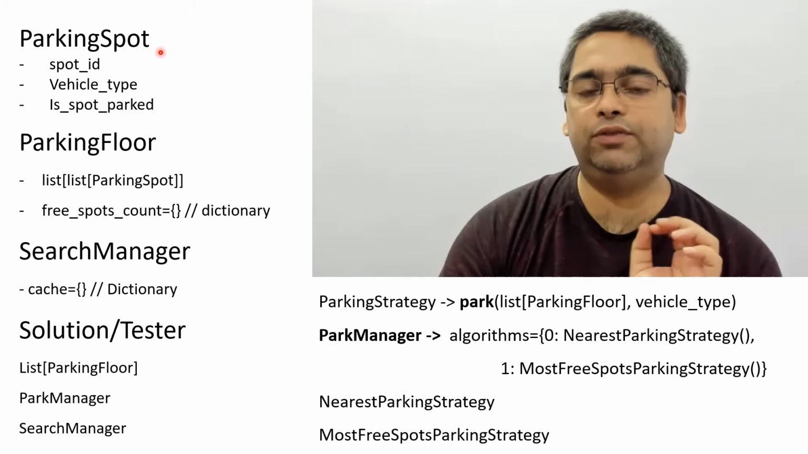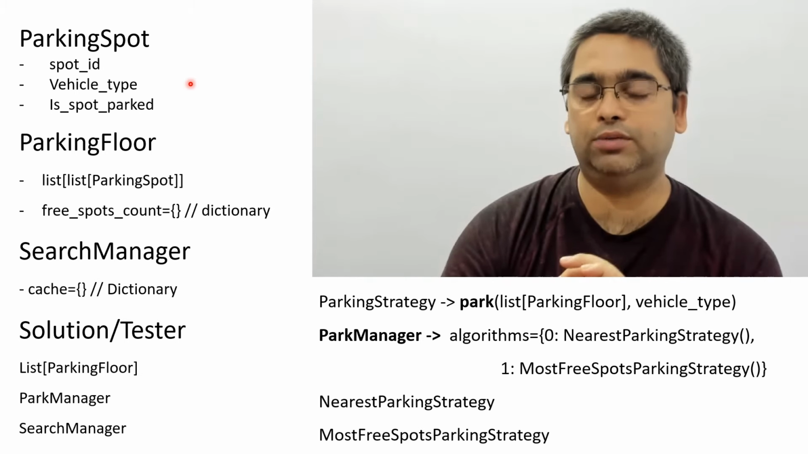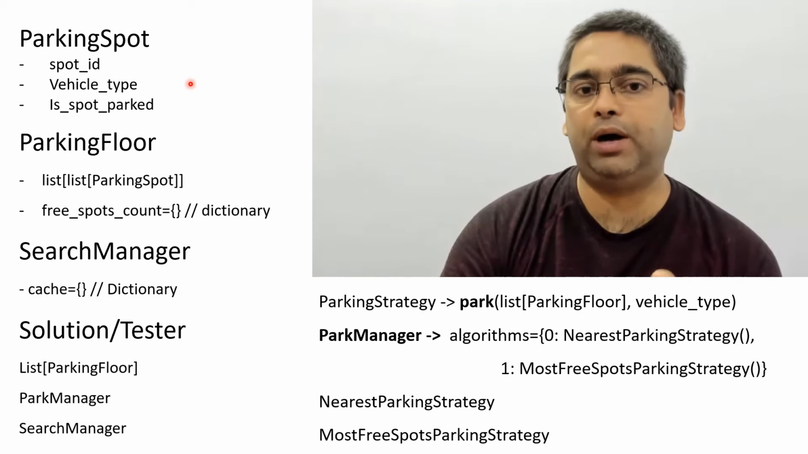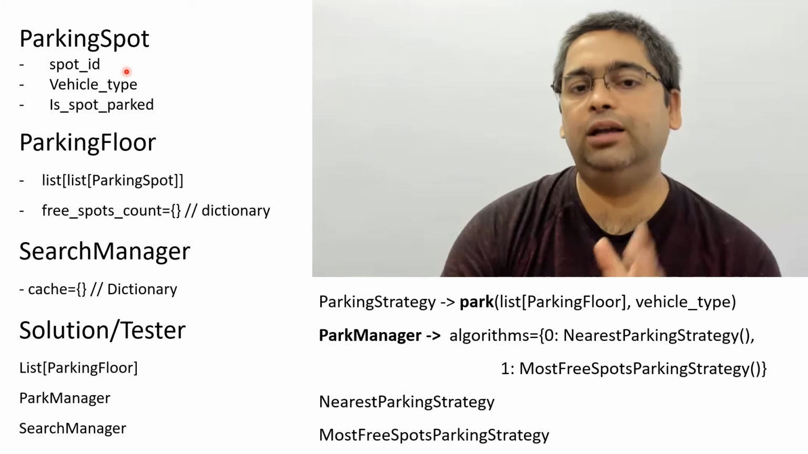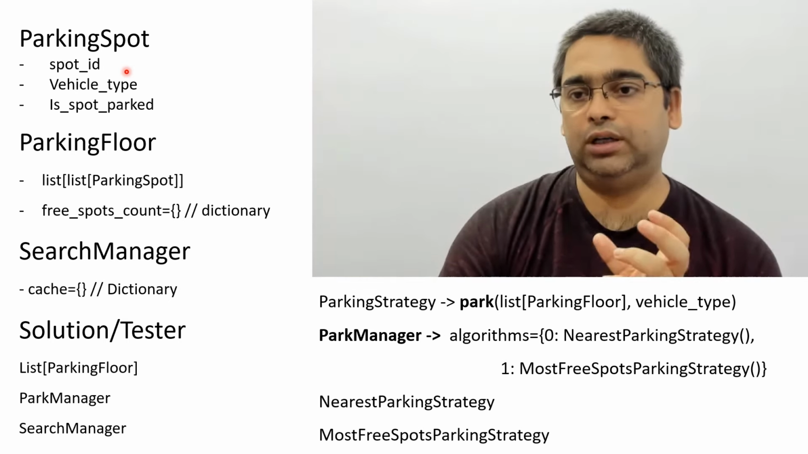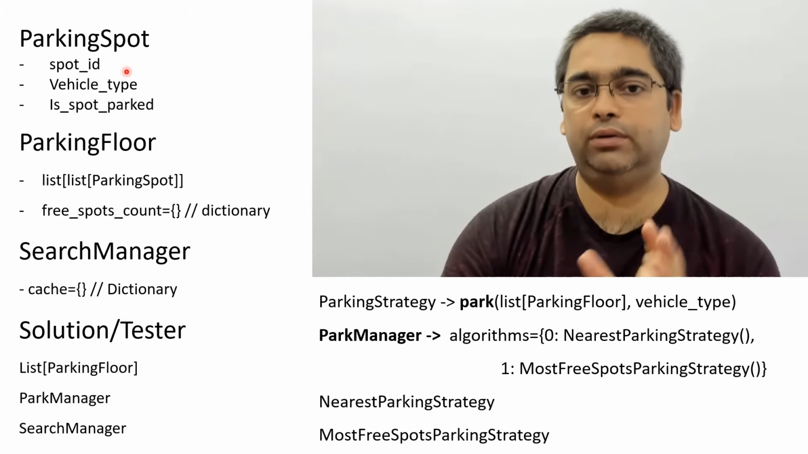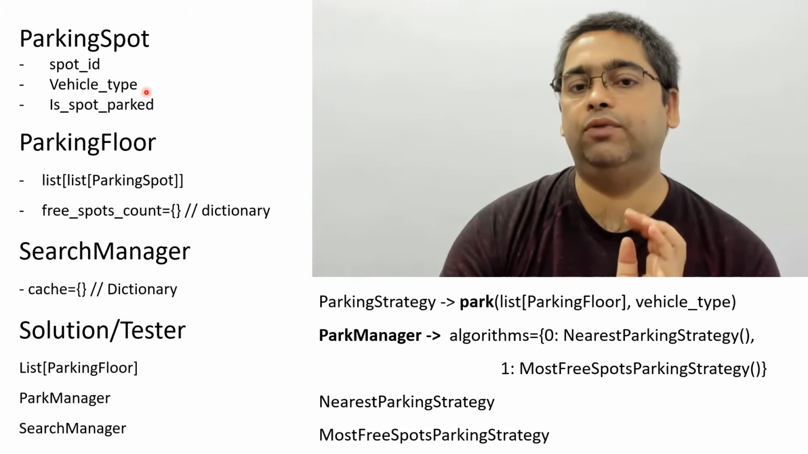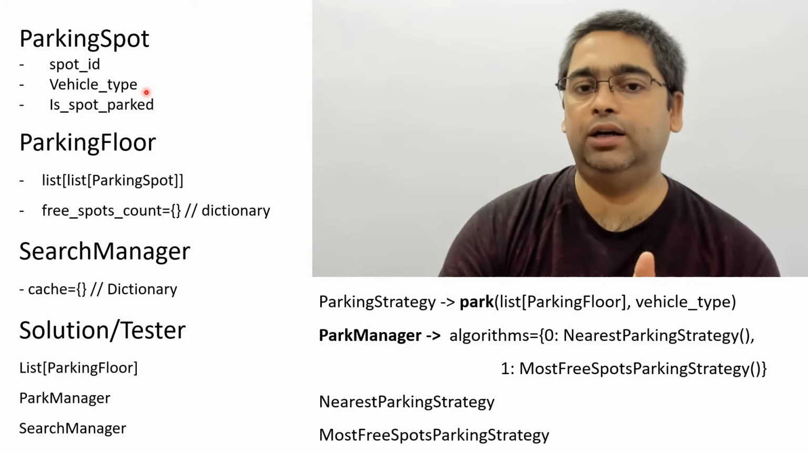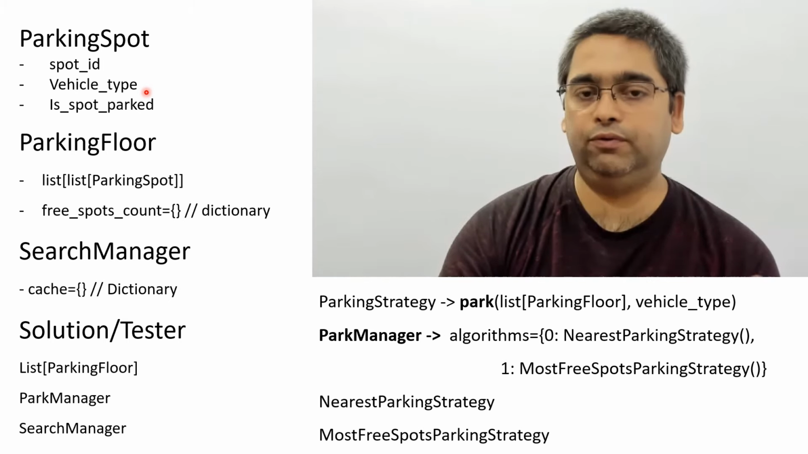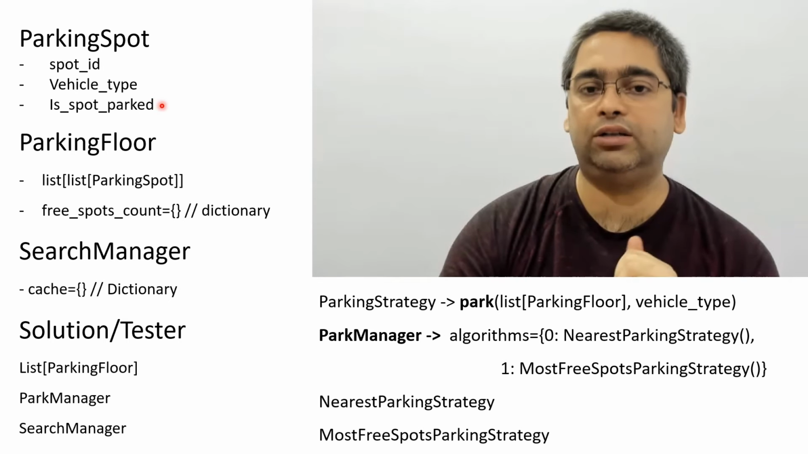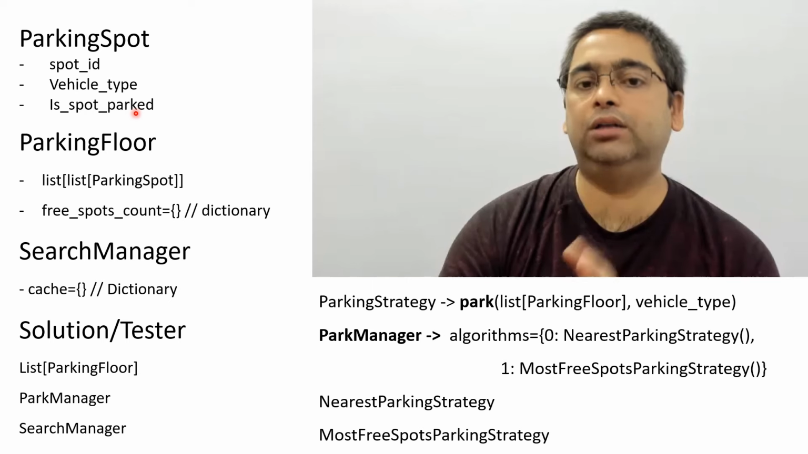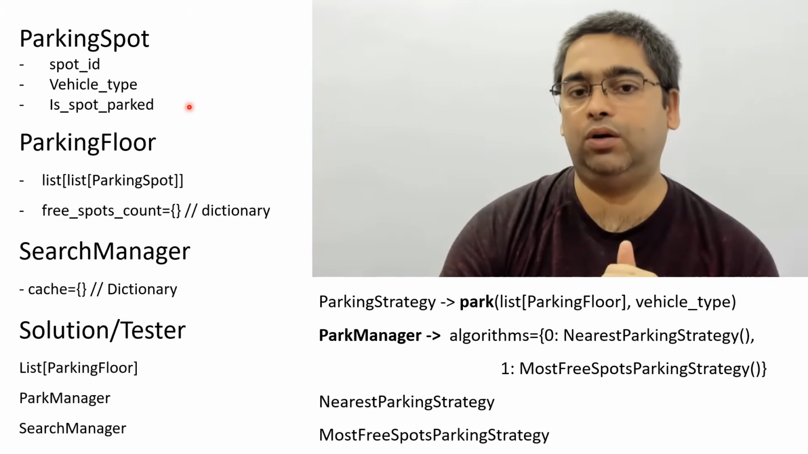So the first class we need is the parking spot. It is the smallest unit of parking where a vehicle will be parked. Each parking spot will have a spot ID, which is floor hyphen row hyphen column, basically a given row and column on a given floor. It will have a vehicle type, which says which vehicle type can be parked there. It will be either 2 or 4 for this question. We also need a status variable, is spot parked, whether a vehicle is parked there or not.